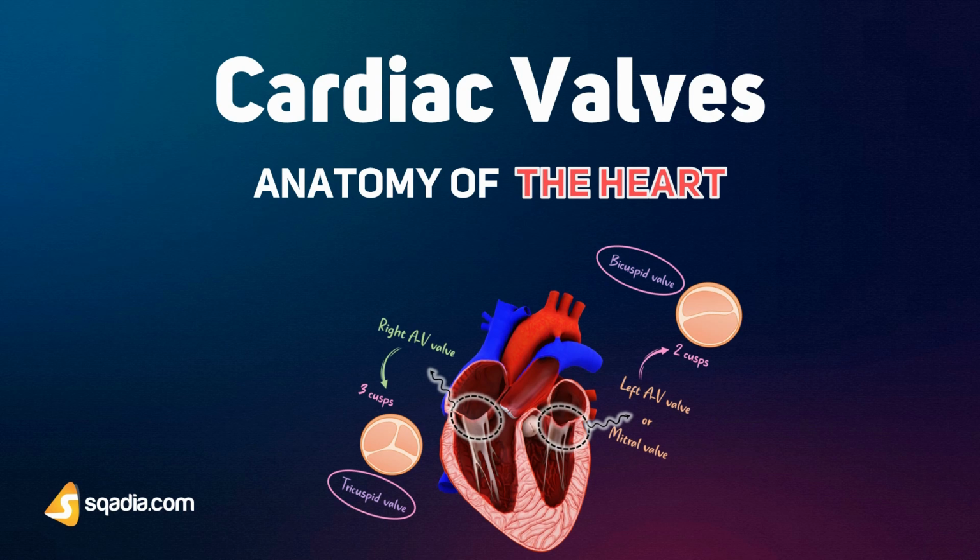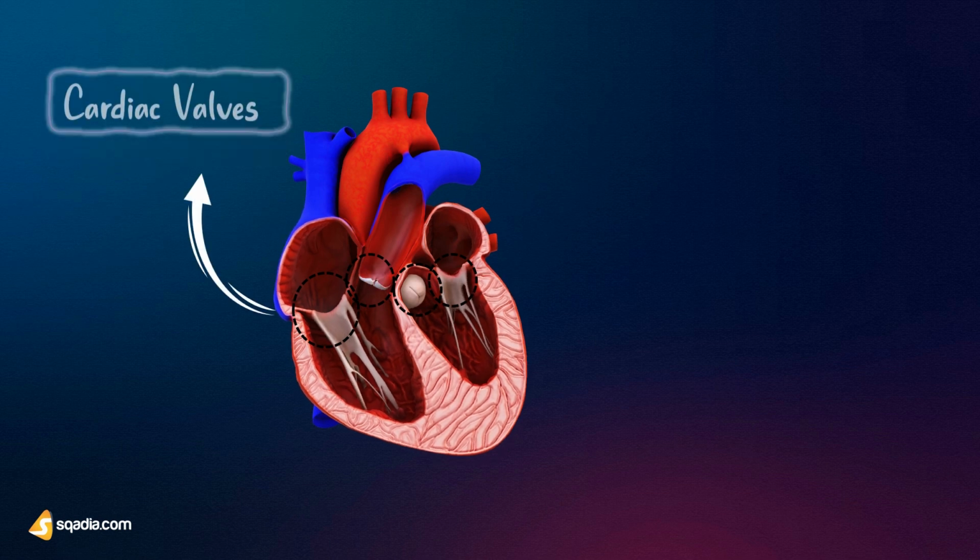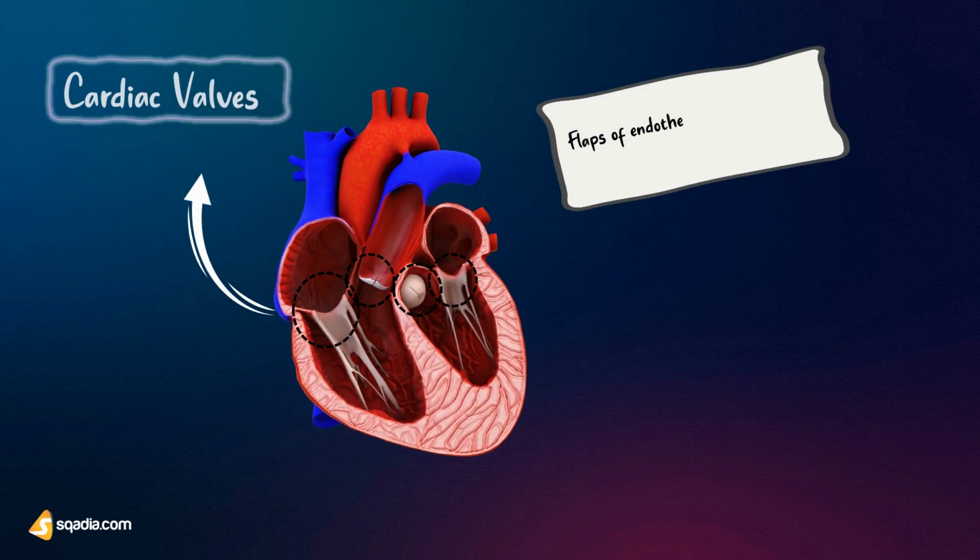Now let's look again at the opened heart to know about other important structures inside the heart, such as cardiac valves. Here you can see the white flap-like structures inside the heart that are continuously opening and closing. They are called cardiac valves. Let's look at them in detail.